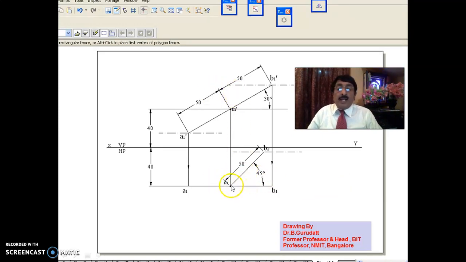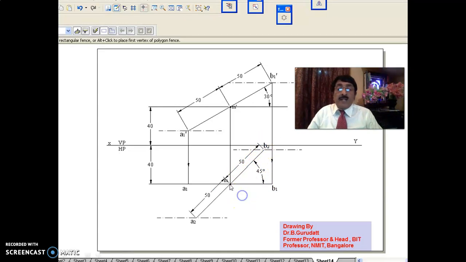Totally 100. The line is inclined at 45 degrees to VP. With M as center, 45 degrees you draw. 50 mm you take here, and back also 50 mm you take, so that A to B2 is the true length of the line inclined at 45 degrees to VP. Here A1 B1 was the line inclined at 30 degrees to HP. A1 dash B1 dash is the front view, the corresponding top view was parallel to the XY line. Now you have written A to B2, which is the true length.